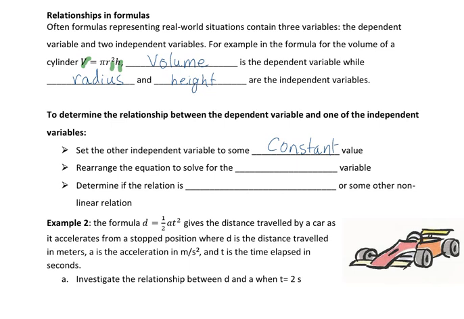If I want to know what the relationship is between the volume and the radius, I set the height to a constant value. And I say I want the height to be 10 centimeters, okay? So the minute that I set the height to a value, the only two variables I have are the volume and the radius. Okay?